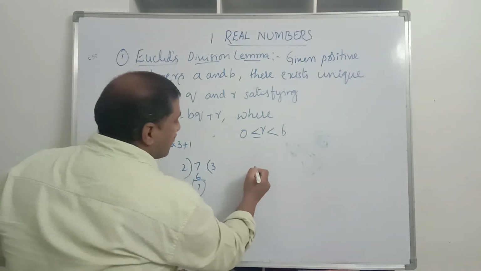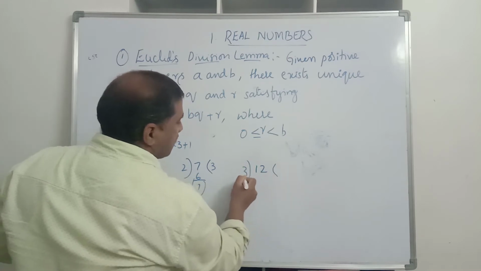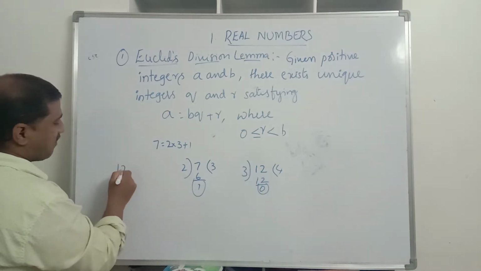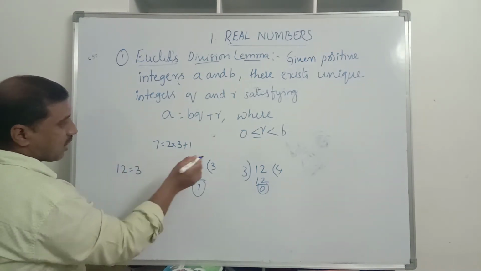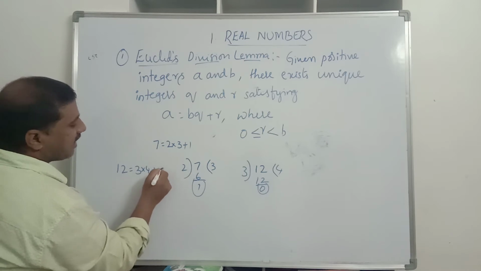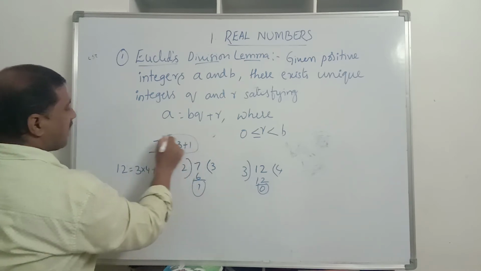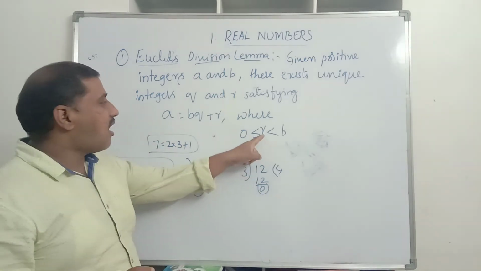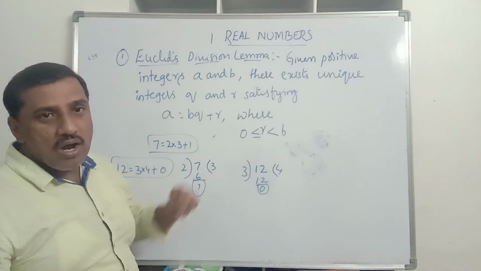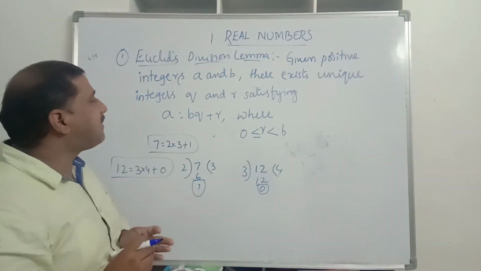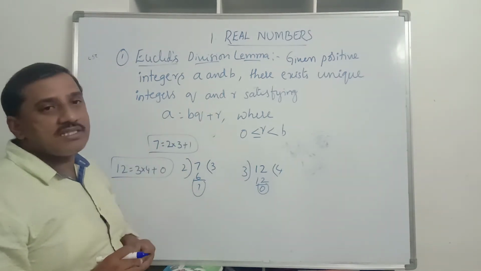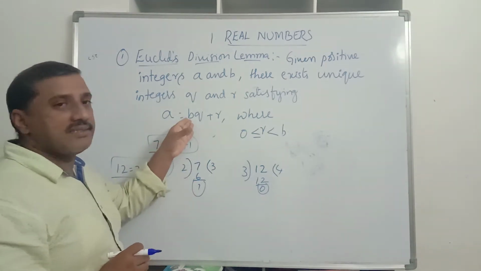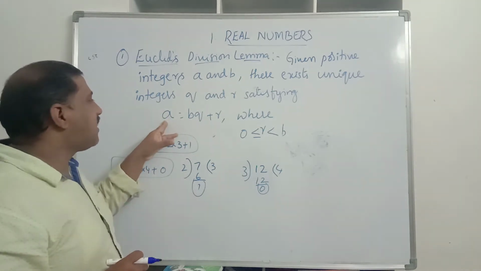Similarly, when we divide 12 by 3, 3 4s are 12, and 12 minus 12 is 0. Therefore, 12 can be written as 3 into q, which is 4, plus remainder 0. So these numbers are written in the form a = bq + r, where r is greater than or equal to 0 and less than b. Here r is the remainder, q is the quotient, b is the divisor and a is the dividend.